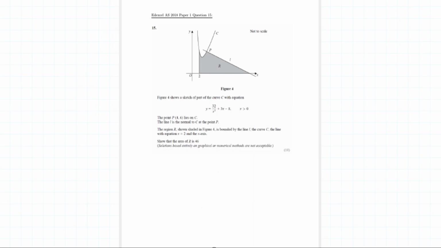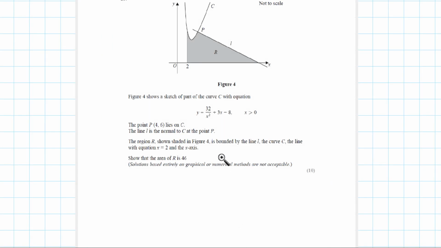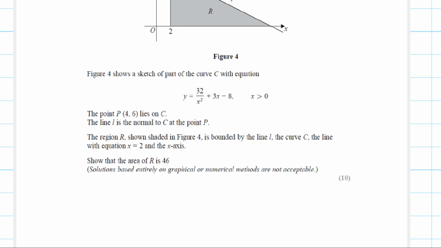This is question 15 from the AS 2018 paper. Figure 4 shows a sketch of part of the curve C with equation y equals 32 over x squared plus 3x minus 8, where x is greater than 0. The point P (4, 6) lies on C, and the line L is normal to C at the point P. The region R, shown shaded in figure 4, is bounded by the line, the curve, the line with the equation x equals 2 and the x-axis. Show that the area of R is 46.